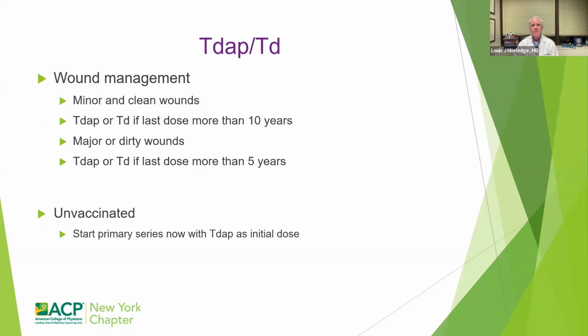For wound management, if someone has a minor or a clean wound, then you can give a Tdap if their last dose was more than 10 years ago. If it's a particularly dirty wound, you should give a Tdap if the last dose was more than 5 years ago. If someone's been unvaccinated with a substantial wound, then you should start a primary series with Tdap as the initial dose.